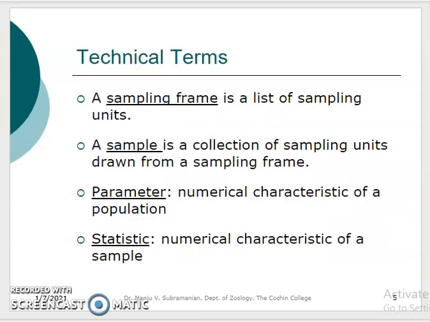The next is a sampling frame. It is a list of sampling units. A sample is a collection of sampling units drawn from a sampling frame. And the numerical characteristic of a population is called a parameter. The parameter is a numerical characteristic that we are taking from a population. And the numerical characteristic of a sample is called a statistic.